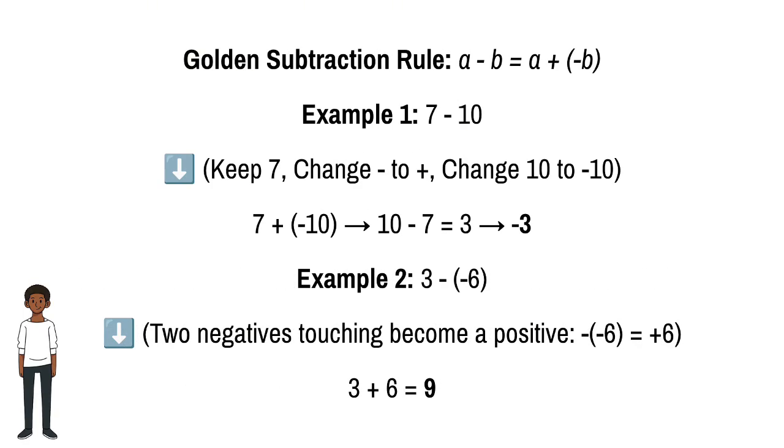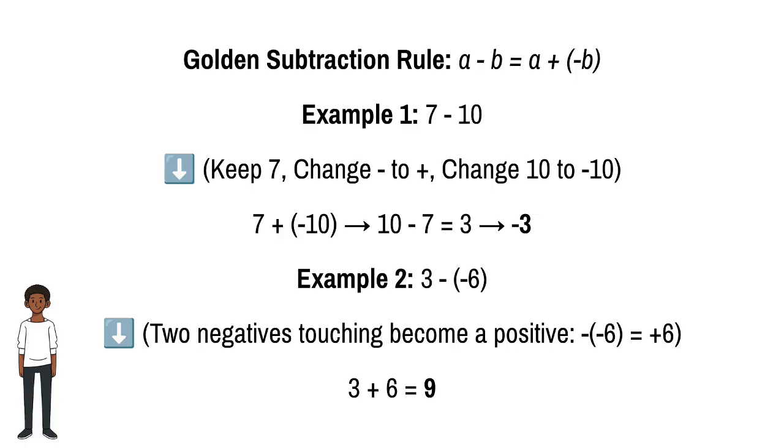Here's a secret about subtraction. You never actually have to subtract signed numbers directly. Every subtraction problem can be turned into an addition problem by using the rule, add the opposite, sometimes called keep change change. Let's look at 7 minus 10.